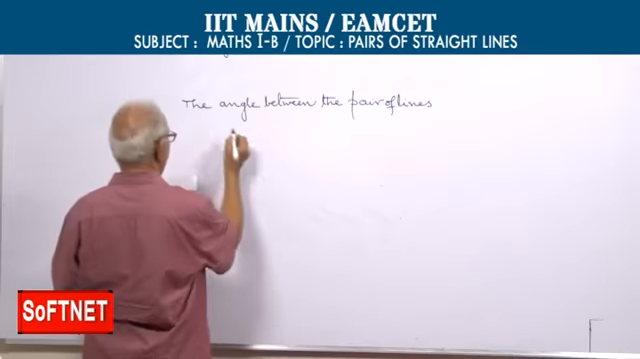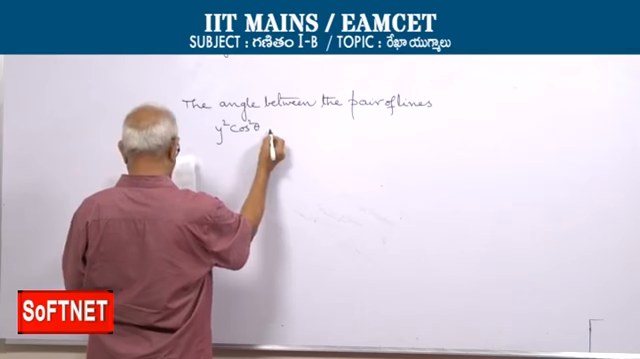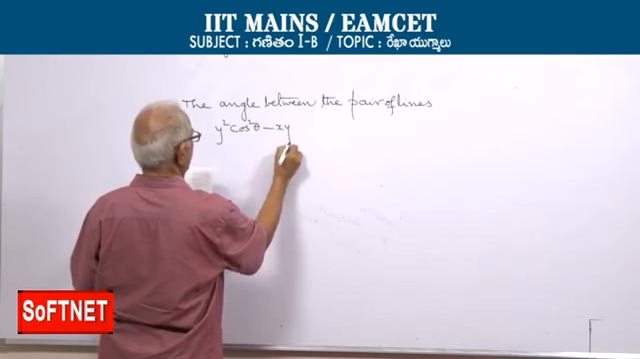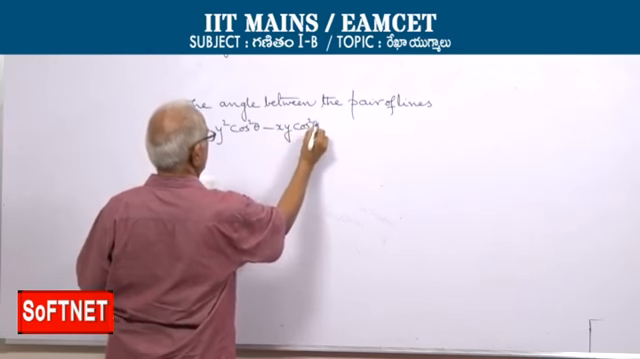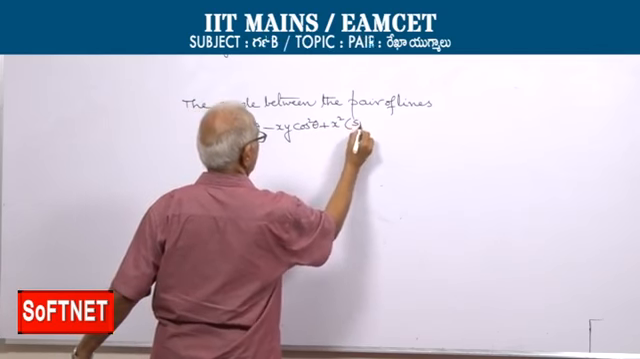Next, y square cos square theta minus xy cos square theta plus x square into sin square theta minus 1 equal to 0 is.